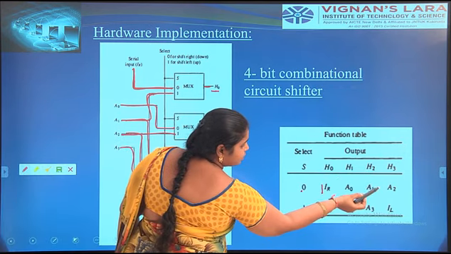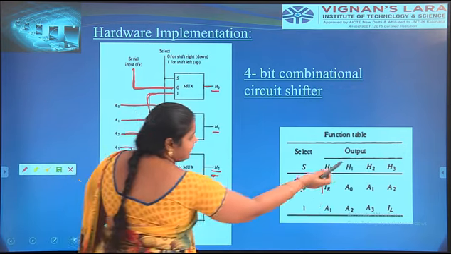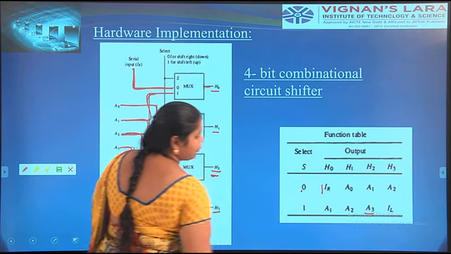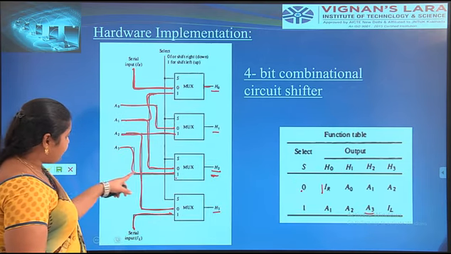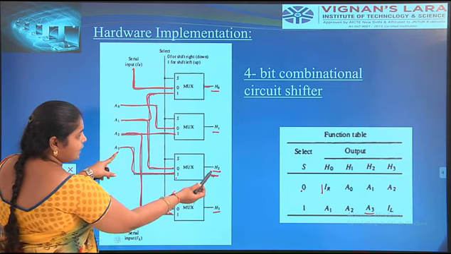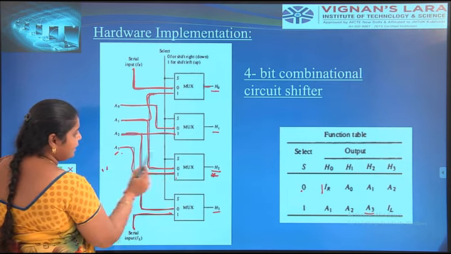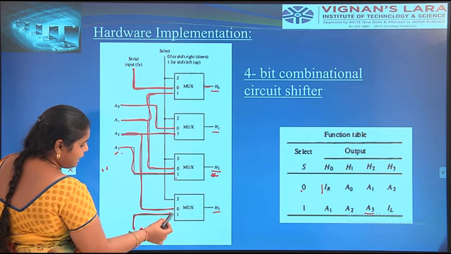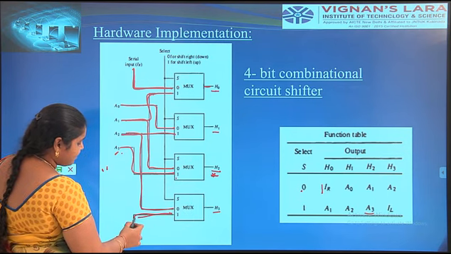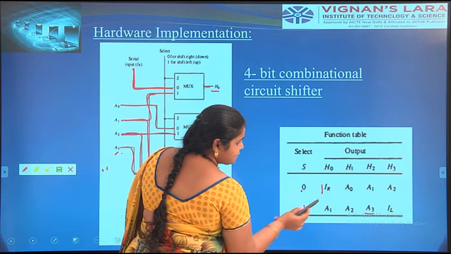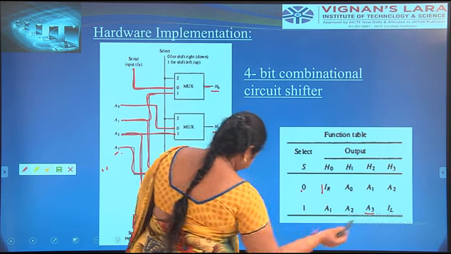H2 means the third multiplexer. It receives the input from A3. 1 receives the input from A3, here H2. Next, 1 receives the input from IL, H3.